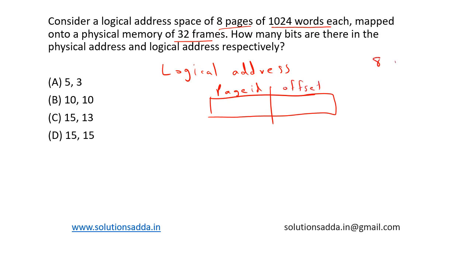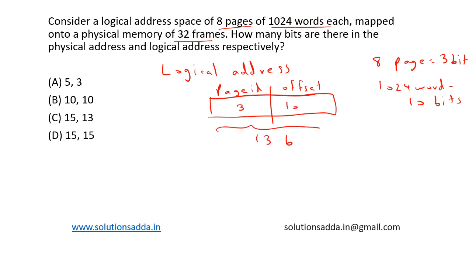So we have 8 pages. Using 3 bits we can identify that particular page. So it requires 3 bits, and we have 1024 words in each page. Using 10 bits we can identify that particular word. So in total we have 13 bits. Now based on the options we can say that this is the right option, that is option C.